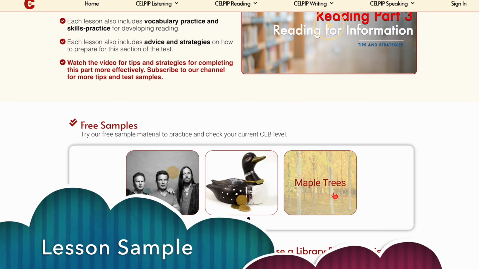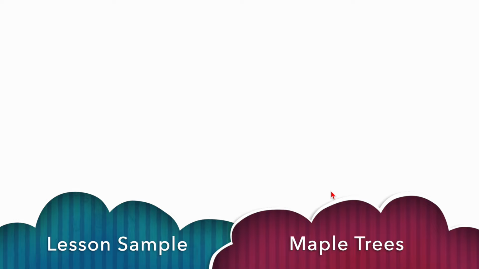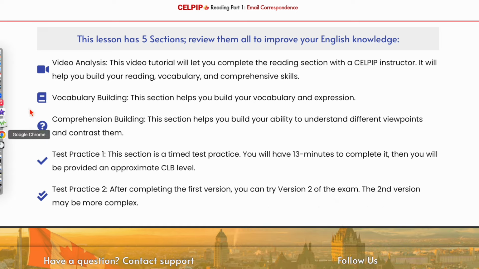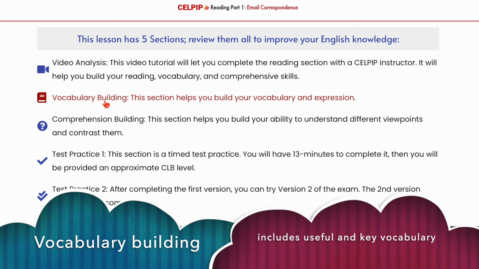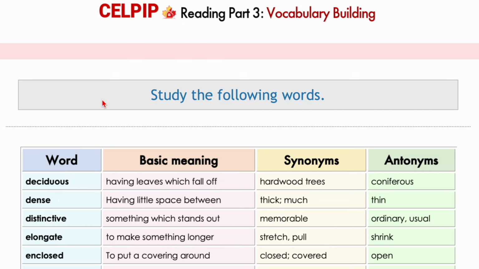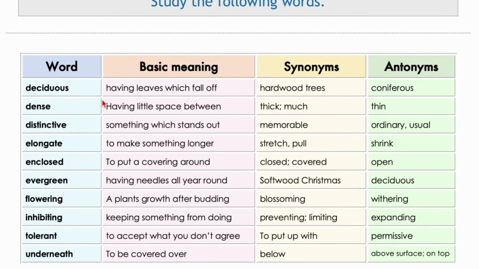Maple trees. Wow, great. Here we are in the lesson sample page, and you'll notice it says there are 5 sections. We have the video analysis we're watching, and we have vocabulary. Vocabulary building is very important for Parts 3 and 4. Not all vocabulary is important, but in general, there are some words that we can use in more texts than just this one. Those are the words that we should focus on.